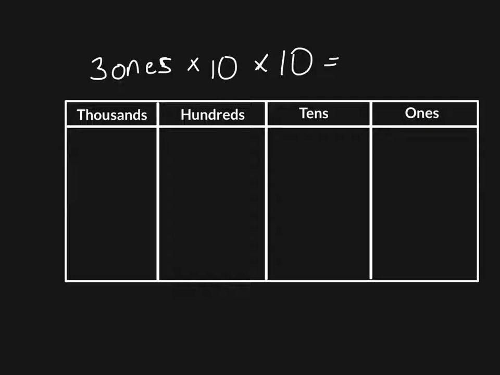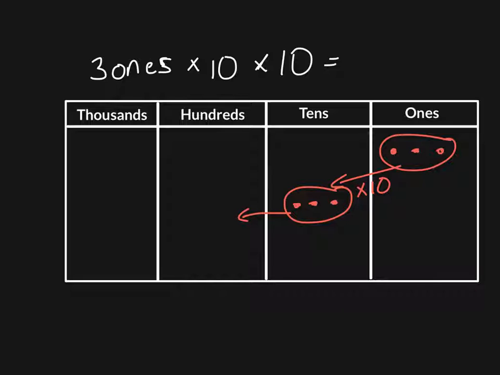Now, what happens when we take those same 3 ones? And first, we're going to multiply it by 10. So now it becomes 30. What happens if we multiply that by 10 again? What does it become now? 3 ones times 100 becomes 300.